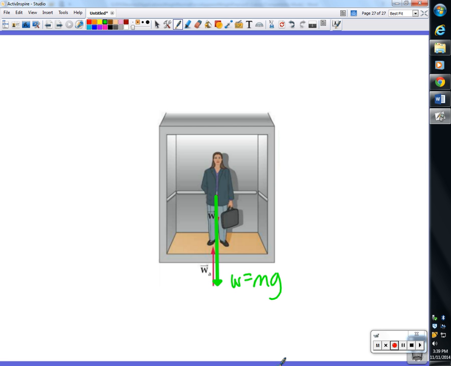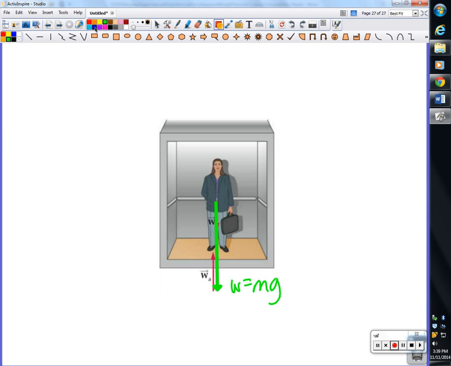Before the ride starts, when you are sitting at rest at the bottom of the Power Tower, there are two forces acting on you.